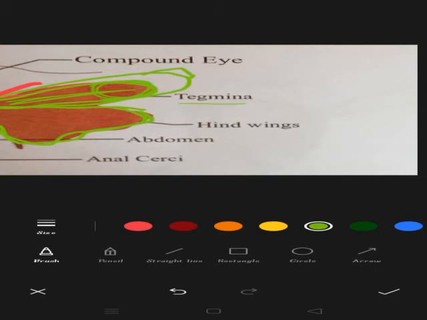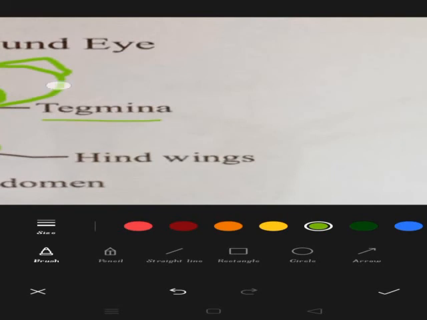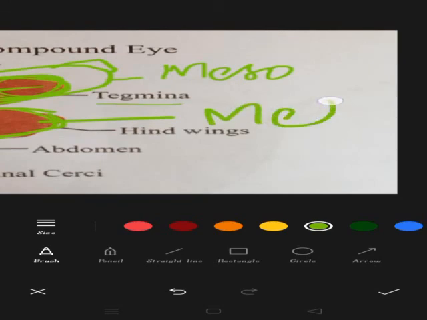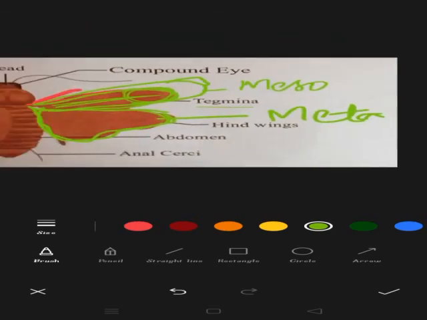The hindwing is also called the metathoracic wing. The mesothoracic wings cover the metathoracic wings. If you are confused, I'll write here: meso and meta. Mesothoracic wings cover and protect the metathoracic wings.